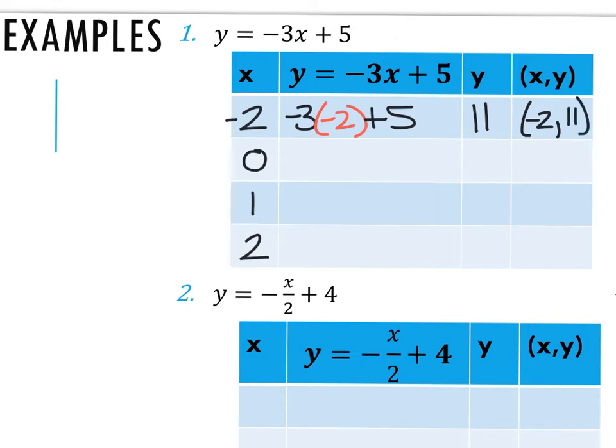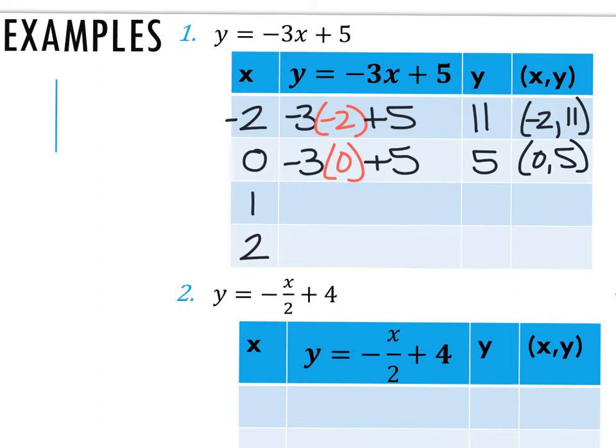Then I'm going to repeat that process again, this time plugging in the number 0, and -3 times 0 is 0, plus 5 gives us an answer of 5. And that ordered pair that I have, 0 is what I plugged in for my x value, 5 is what I got for an answer. So 0, 5.